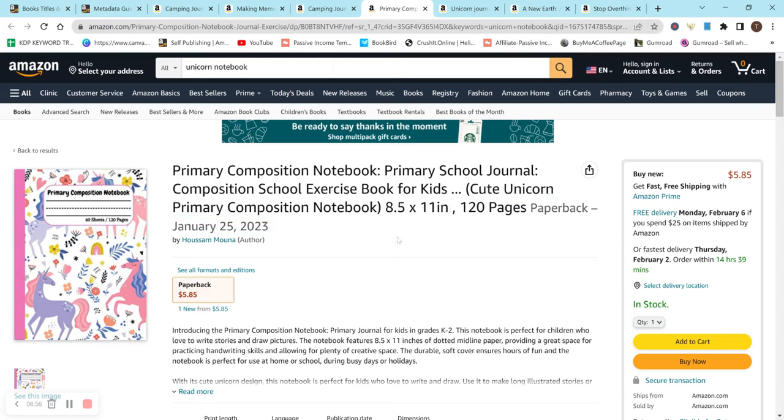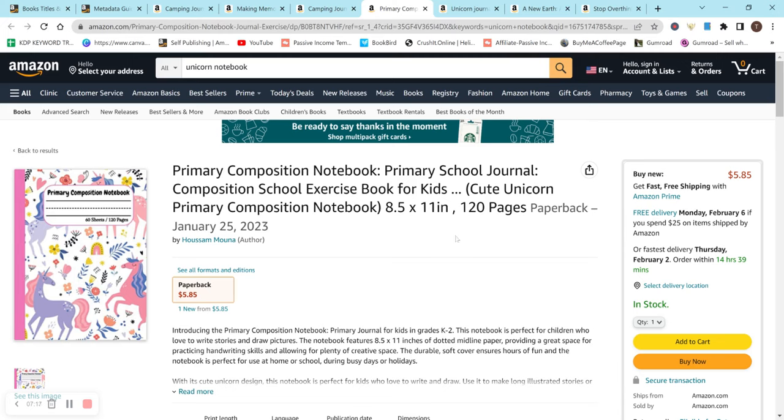I don't normally recommend adding parentheses to the subtitle. I don't know, it just doesn't always look as aesthetically pleasing to me. But they have primary composition up here, and then they have composition down here. And then they have primary composition notebook again here. So they repeat it multiple times.